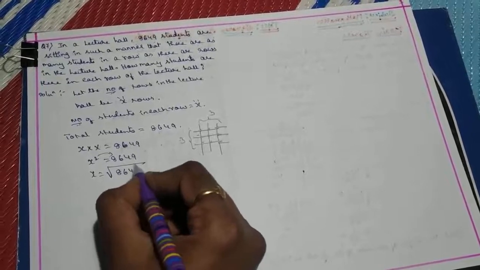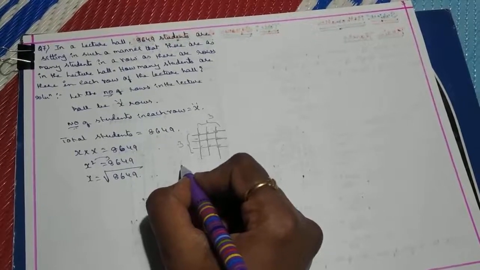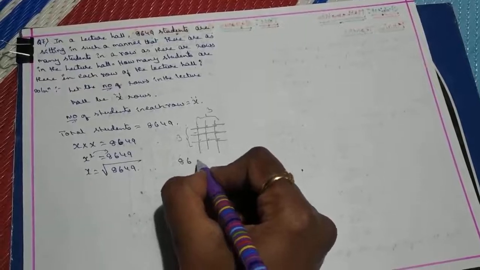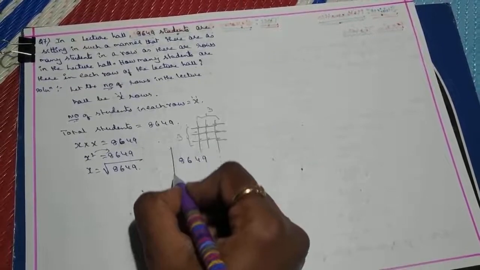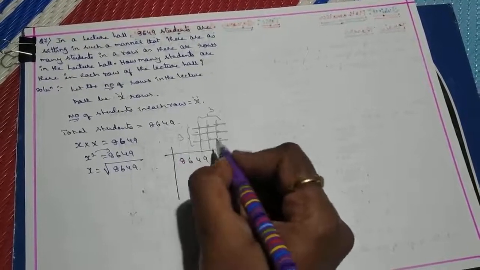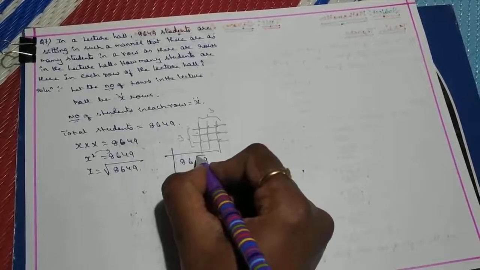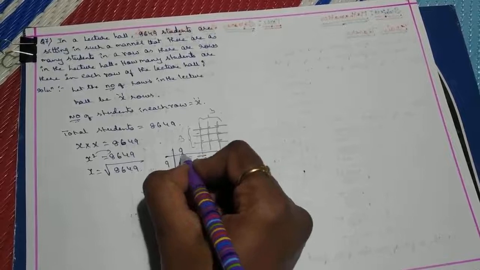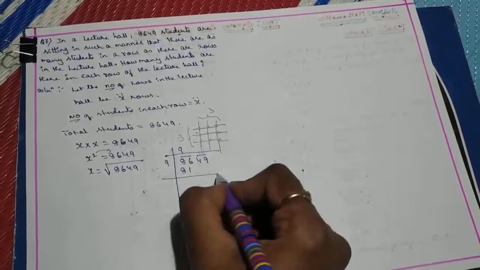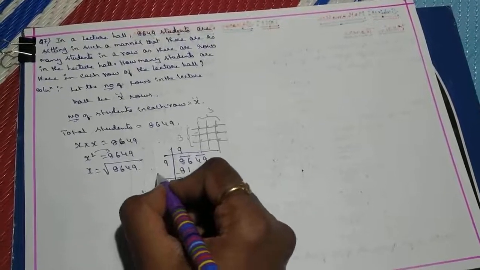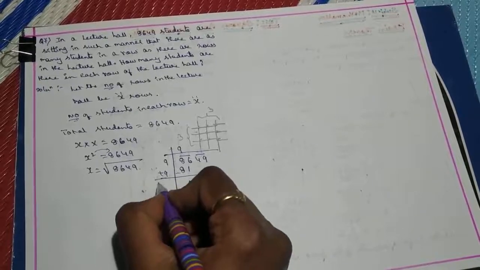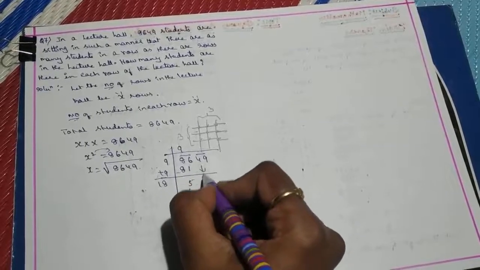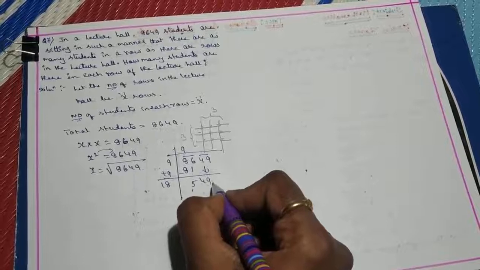So I need to find its perfect square root. Either you can go with the prime factorization method or the long division method. I'll go with the long division method. This should be done in the main column, children, not in the rough column. 86, nearest is 9 nines are 81, and the remainder is 5, and add 9 here. 9 plus 9 is 18, and here 49. So it is ending with 9.